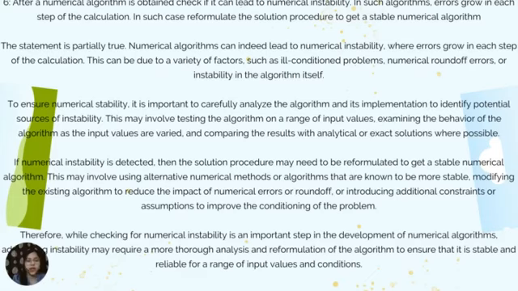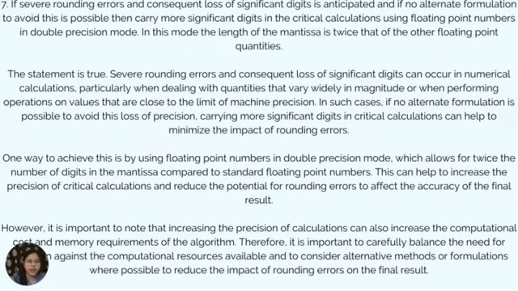This may involve using alternative numerical methods or algorithms that are known to be more stable, modifying the existing algorithm to reduce the impact of numerical errors or round off, or introducing additional constraints or assumptions to improve the conditioning of the problem. Therefore, while checking for numerical instability is an important step in the development of numerical algorithms, addressing instability may require a more thorough analysis and reformulation of the algorithm to ensure that it is stable and reliable for a range of input values and conditions. The statement number 7 is also true.